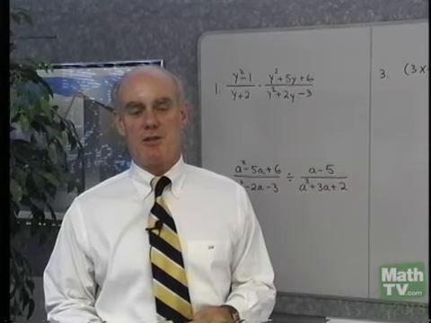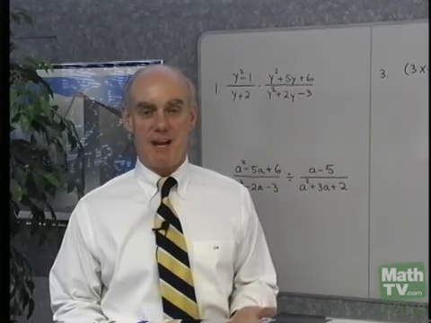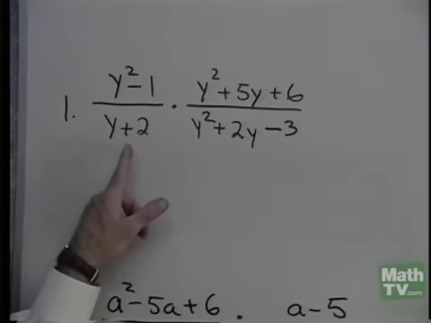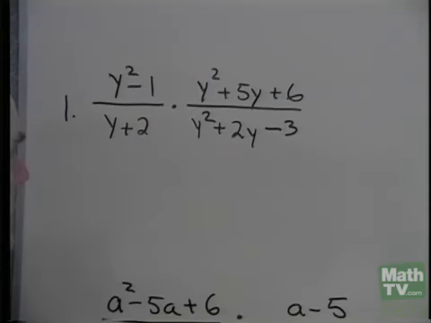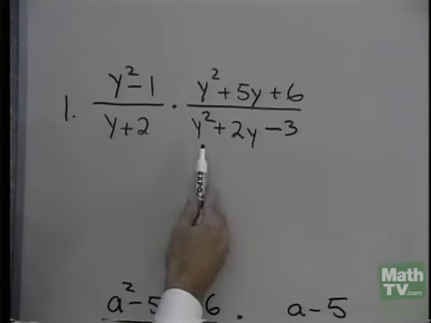When we multiply rational expressions, we multiply numerators and multiply denominators. But really what we do is factor and reduce to lowest terms. Let's see what we mean. (y squared minus 1)/(y plus 2), this rational expression times this rational expression. I'm going to multiply numerators and multiply denominators and then reduce to lowest terms.